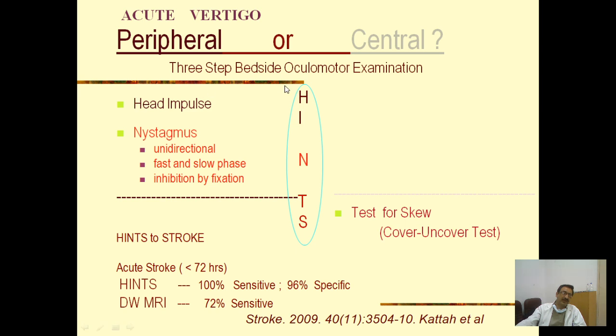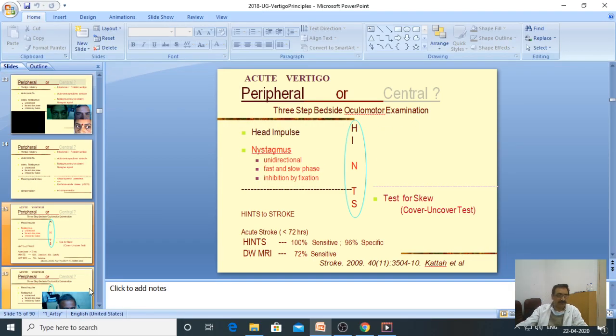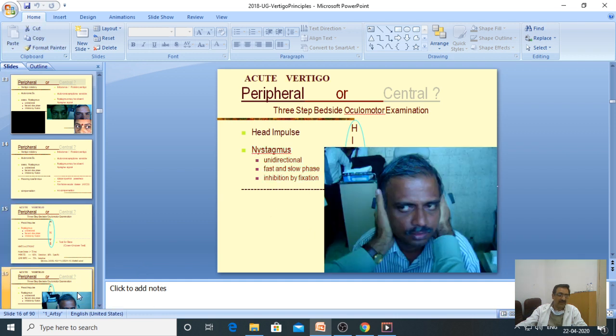So remember the mnemonic HINTS to stroke. HI is head impulse, N is nystagmus. This is a classical nystagmus, and TS is test for skew that I just demonstrated. Let me now demonstrate to you the head impulse test. Let's see.